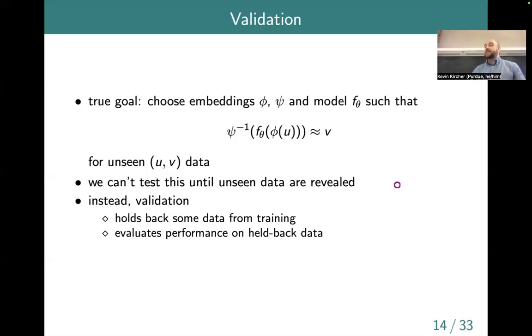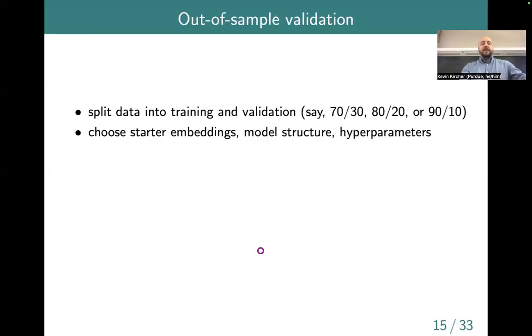We can't really test that because we haven't seen the unseen data yet, so we withhold some data, and we call that our validation data. So the idea is that as we're making all these choices, what embeddings should I use? What model structure should I use? What regularization weight should I use? These sorts of things. As we're making those choices, we want to periodically check our validation data and see how well we are doing, and kind of iterate in that sense.